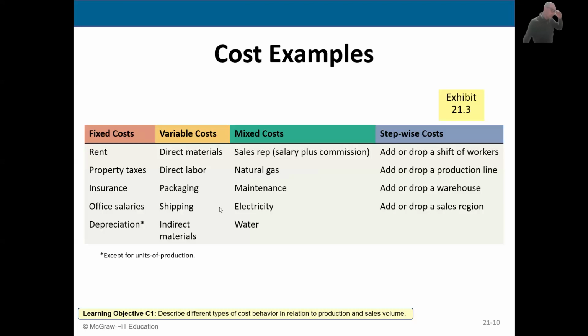Okay. Any questions on those before we jump into some calculations on these types of costs? We're good? Okay. All right.